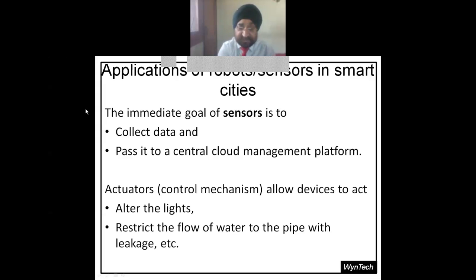They alter the lights, green to red, red to green, automatically. They restrict the flow of water to a pipe with leakage. If there is a leakage in a smart city, if the pipe is leaking, it will stop the water going into that particular pipe and alter the route of that water, so that water wastage is avoided till it gets repaired. I hope the things are clear.